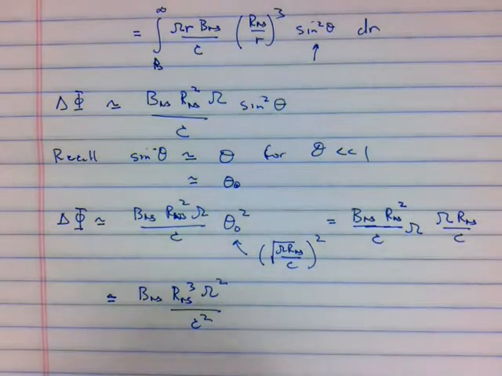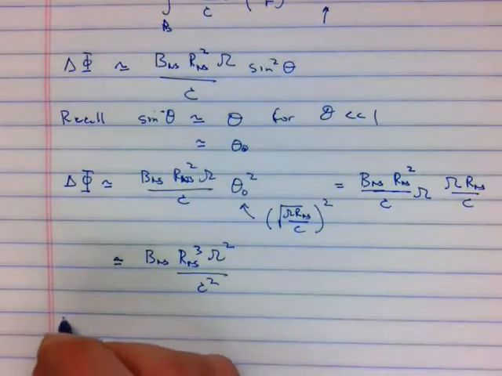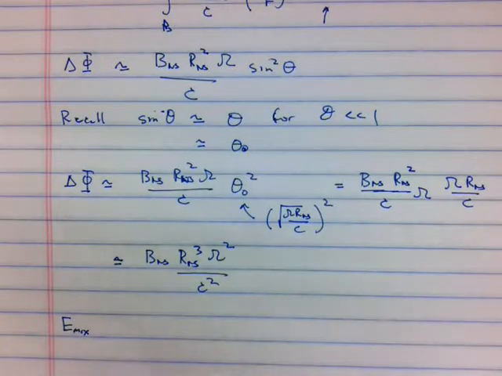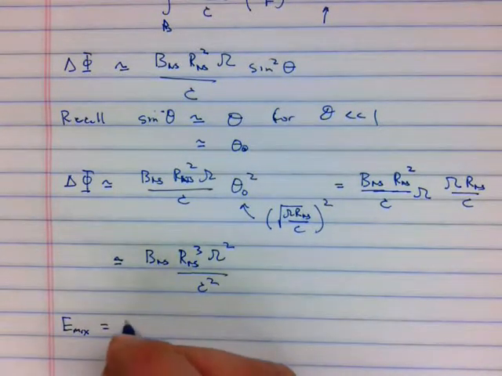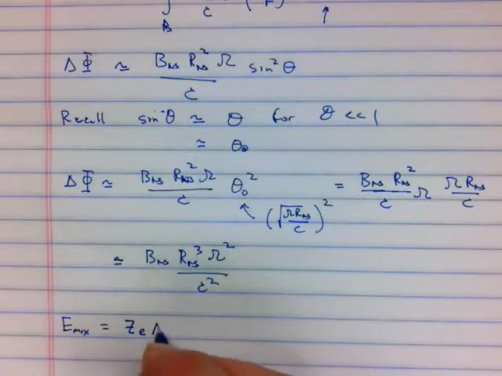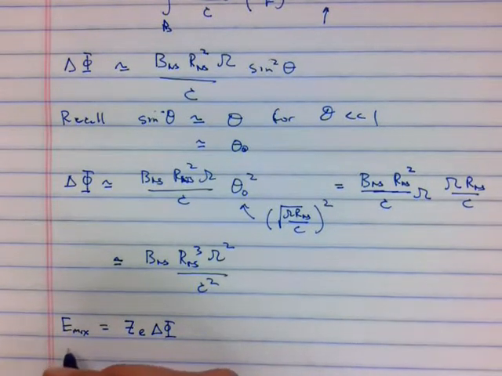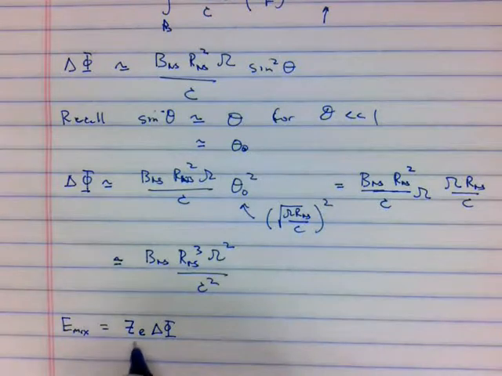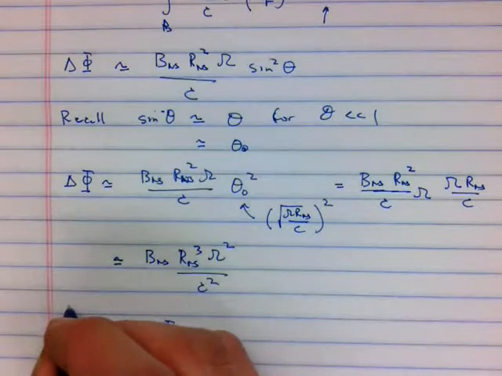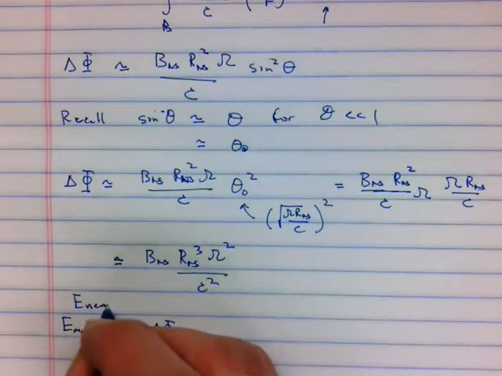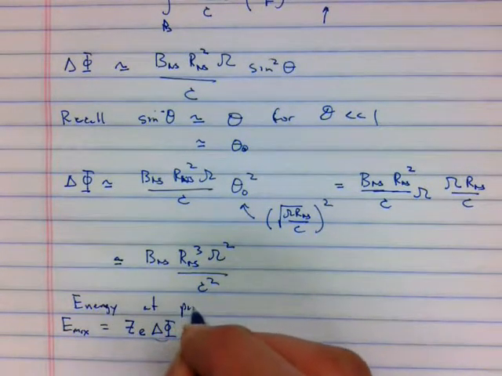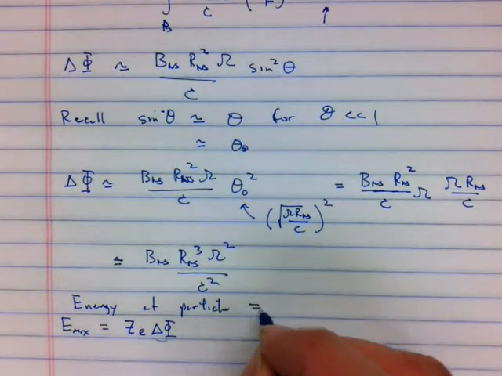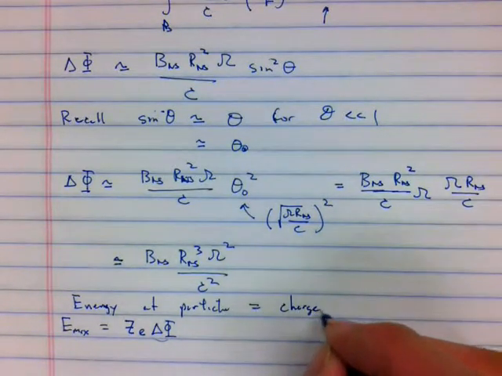Okay, so E max. We're going to figure out the maximum energy. The maximum energy, if I face this potential drop, will be equal to basically Z e delta phi, right? The energy that a particle achieves is equal to the charge of the particle times the potential drop. So energy of particle is equal to charge times potential drop.